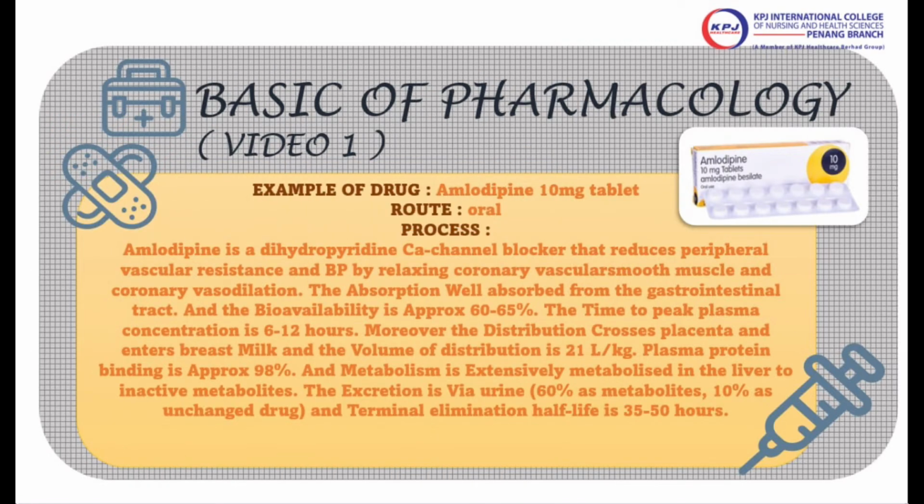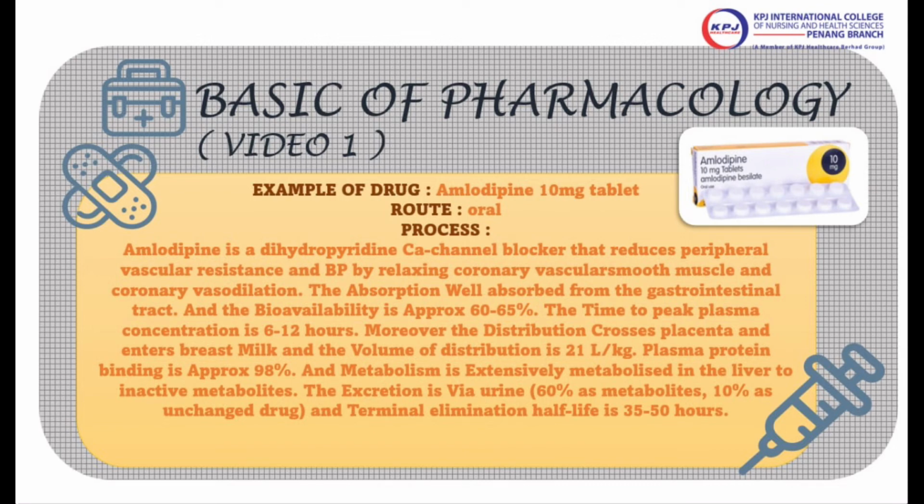For example of drug, I have amlodipine 10 mg tablet, which is an oral route. Amlodipine is a dihydropyridine calcium channel blocker that reduces peripheral vascular resistance. The absorption is well absorbed from the gastrointestinal tract, while the bioavailability is approximately 16 until 65%. The time to peak plasma concentration is 6 until 12 hours.